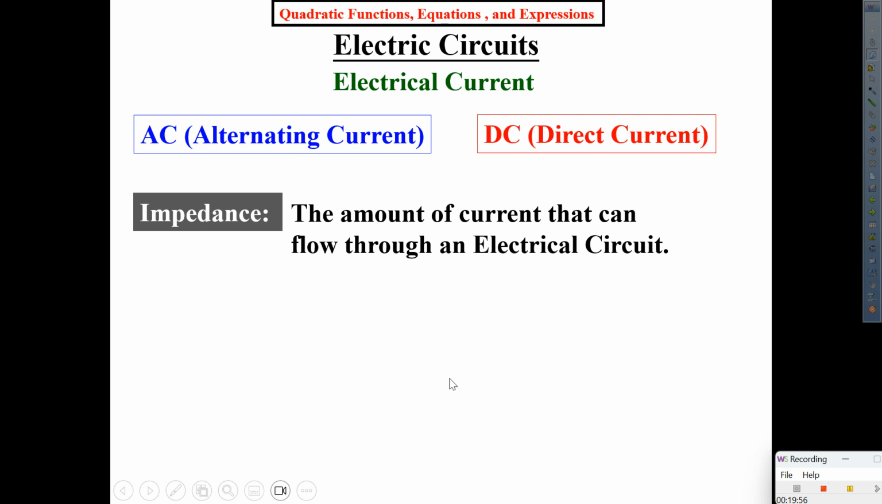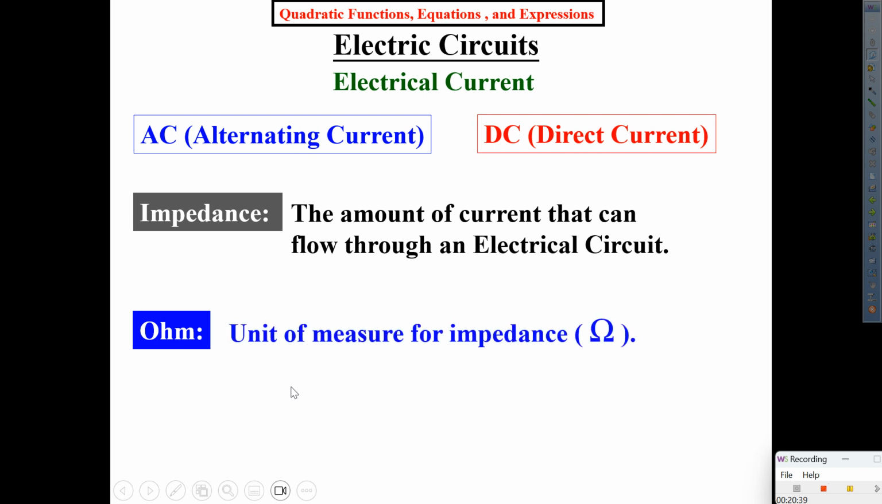Now, that is measured, and I'm going to be using this symbol a lot. Stay focused. It's known as ohm. Ohm is a unit of measure that we're going to use, and they use the Greek letter omega. This is the letter that they use, and we're going to be using that for the electric circuits. So I'm introducing this just very simple.